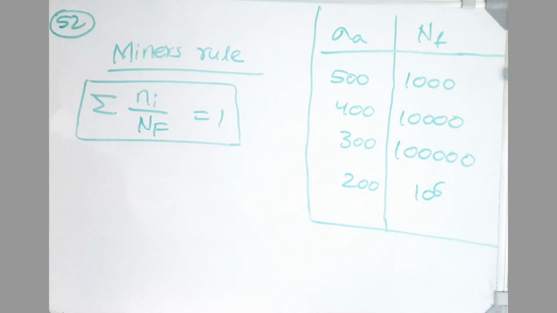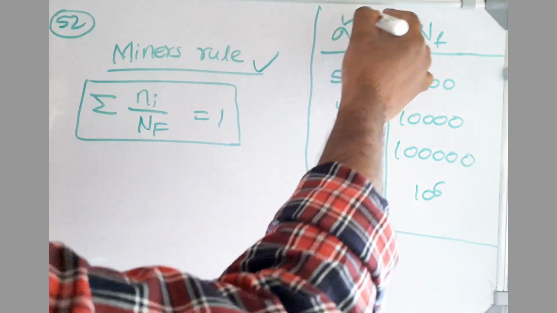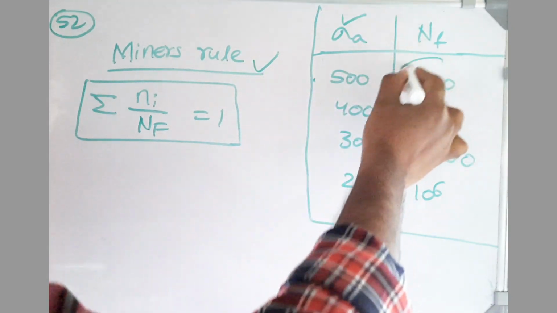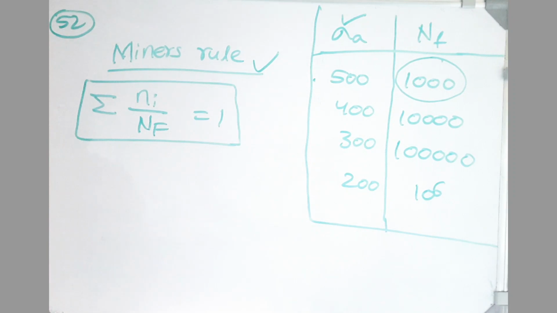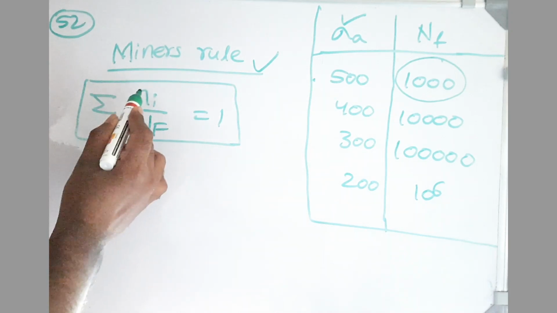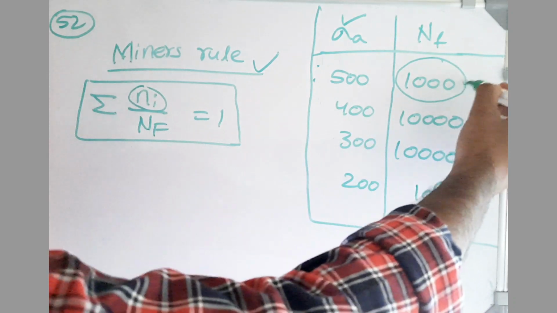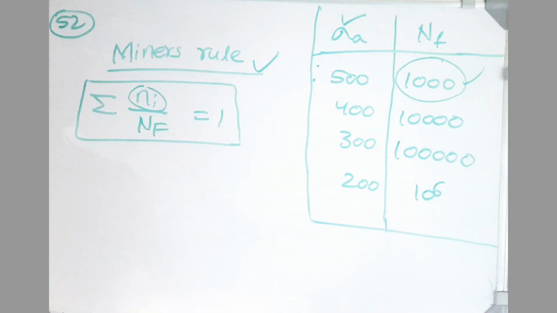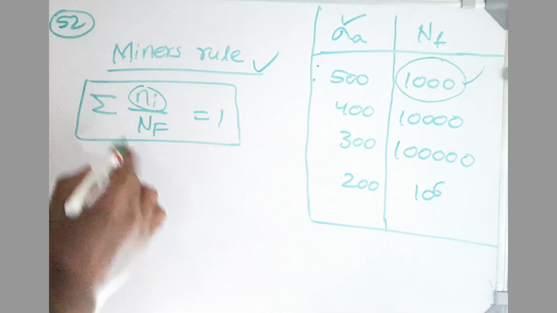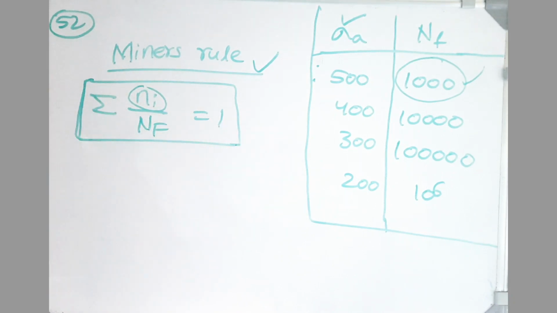Friends, question 52 is Miner's rule. We were given alternating stress, and at this stress, how many cycles the material can undergo without failure, or the number of cycles for fatigue failure. Miner's rule for damage accumulation says the number of cycles occurred at a particular stress divided by the maximum number of cycles it can accommodate at that particular stress. So if we repeat for different stresses and sum them, it must equal 1.